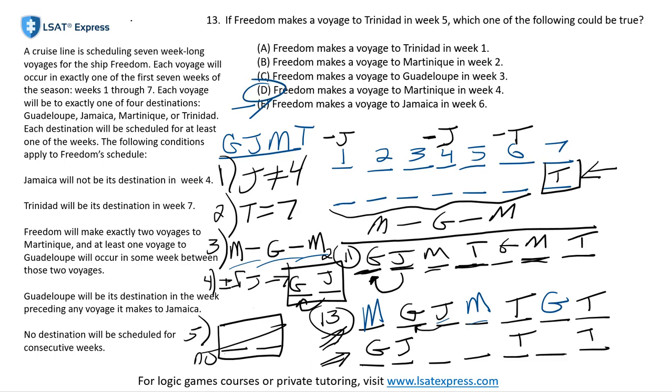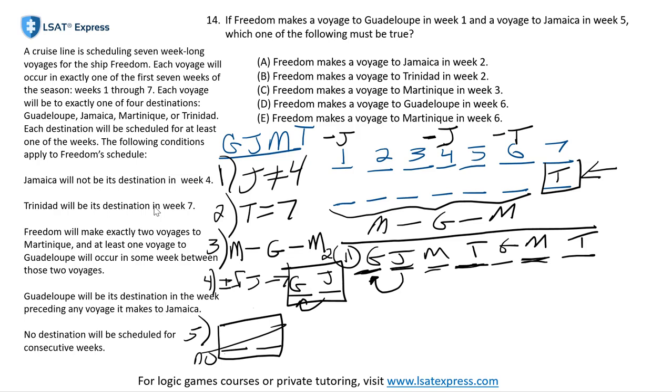Let's look at question 14. If G is in week 1 and J is in week 5. All right, so 14, we'll label this as question 14. I'll write my 7 slots. Bring down the T from the master sketch. We put G in slot 1. We put J in slot 5.